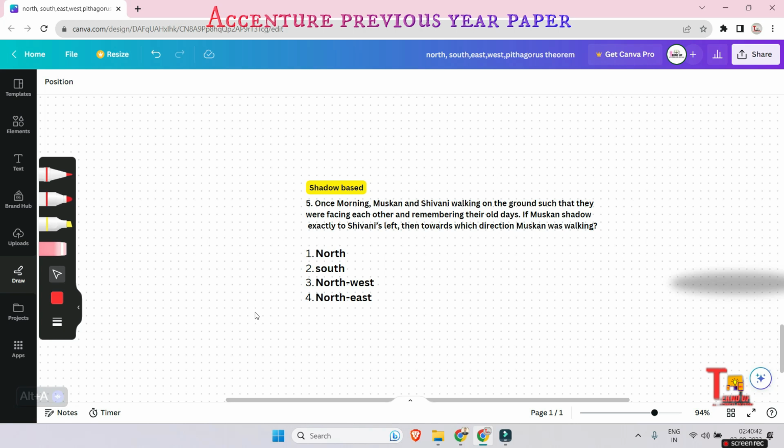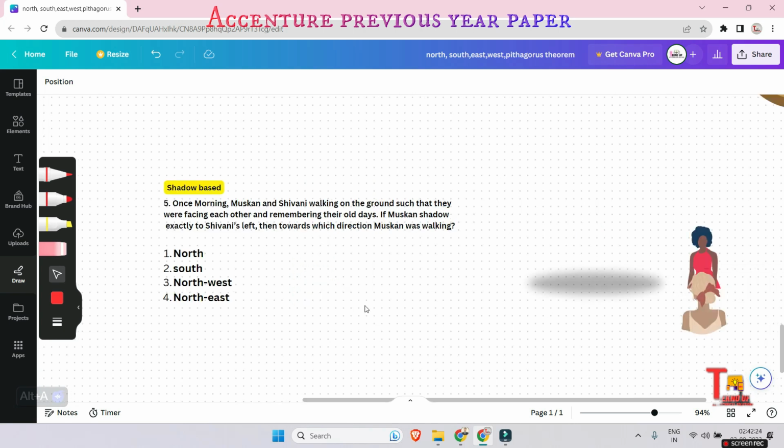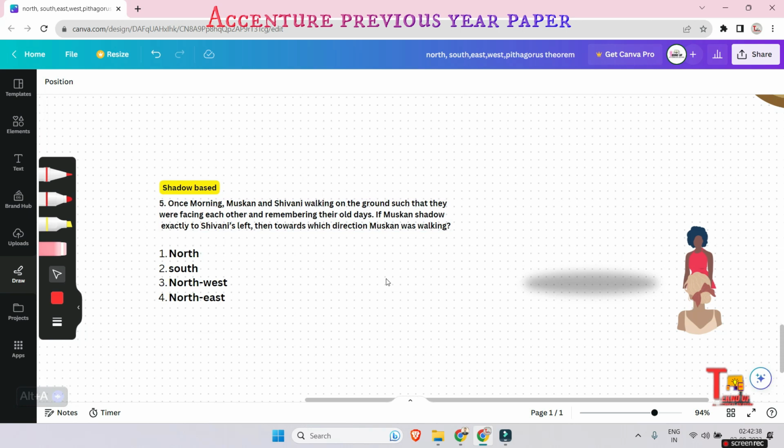Here it is told that one morning Muskan and Shivani were walking on the ground such that they were facing each other and remembering their old days. If Muskan's shadow is exactly to Shivani's left, then towards which direction was Muskan walking? It is told that Muskan and Shivani are facing each other while walking, and Muskan's shadow is exactly to Shivani's left.